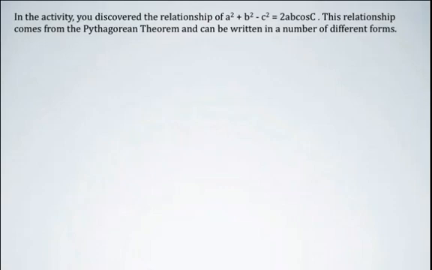So in the cosine law activity, we found that a squared plus b squared minus c squared is equal to 2 times a times b times cosine c. And now this relationship comes from the Pythagorean theorem, and what we can do is express it in different forms in order to solve problems.